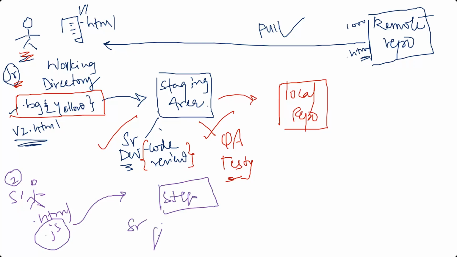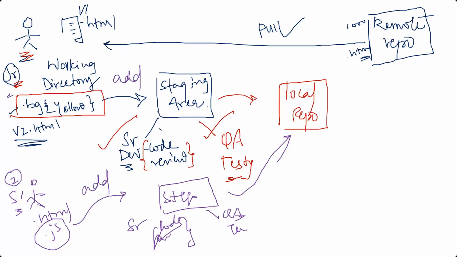Again, a senior developer will review the code and the QA resource will do the test. The changes of the senior developer and the junior developer are what we call added into the local repo. Now the movement from the working directory to the staging directory is called file add. The movement from staging area to the local repo is called commit.